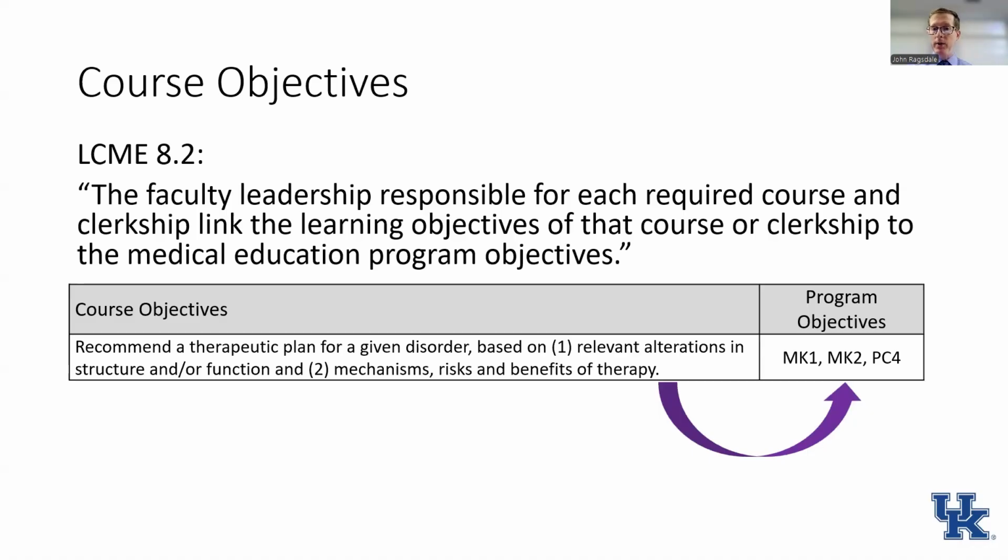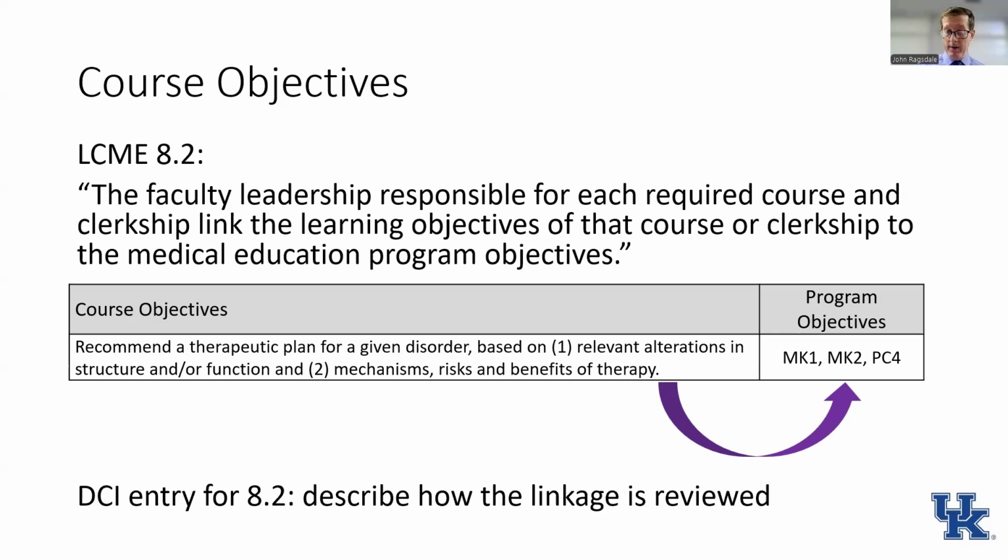In our courses, we do it much like this. In the syllabus for each course, there will be course objectives listed, and then each course objective has a direct link to the program objectives that it is helping meet. So in this case, medical knowledge 1, medical knowledge 2, and patient care 4. So that's how we show that link to the faculty and to the students.